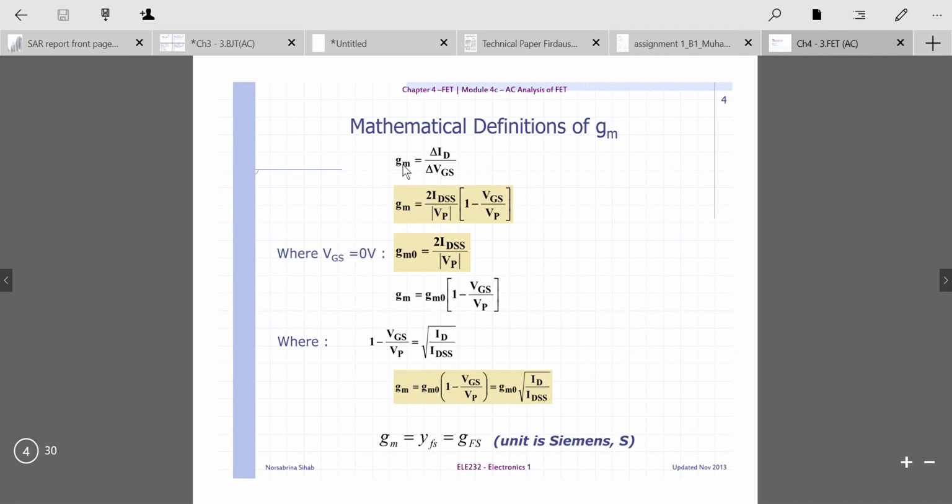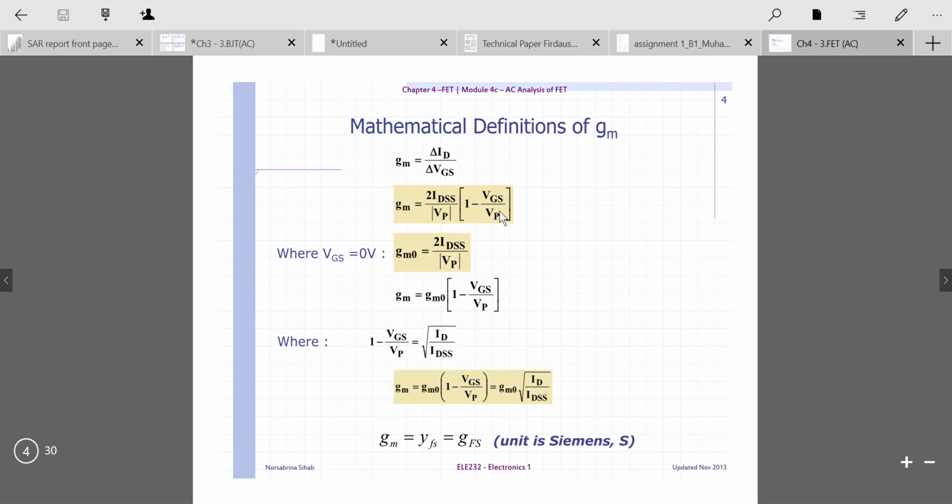So by mathematical definition, gm or transconductance is that gm equals delta ID over delta VGS, and it is equal to 2 multiplied by IDSS over the modulus of VP, multiplied by 1 minus VGS over VP. This equation comes from the mathematical definition of gm, where it has been derived.